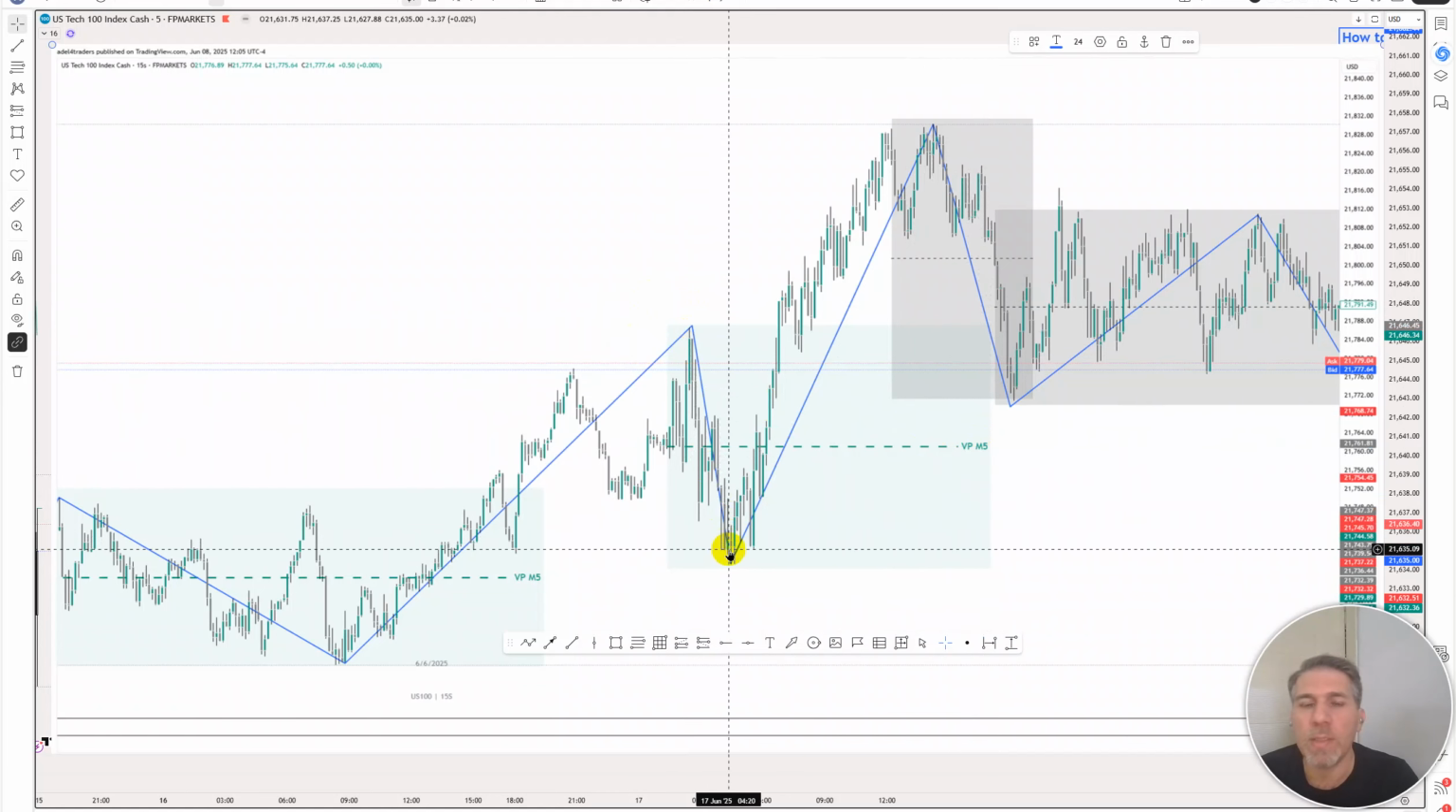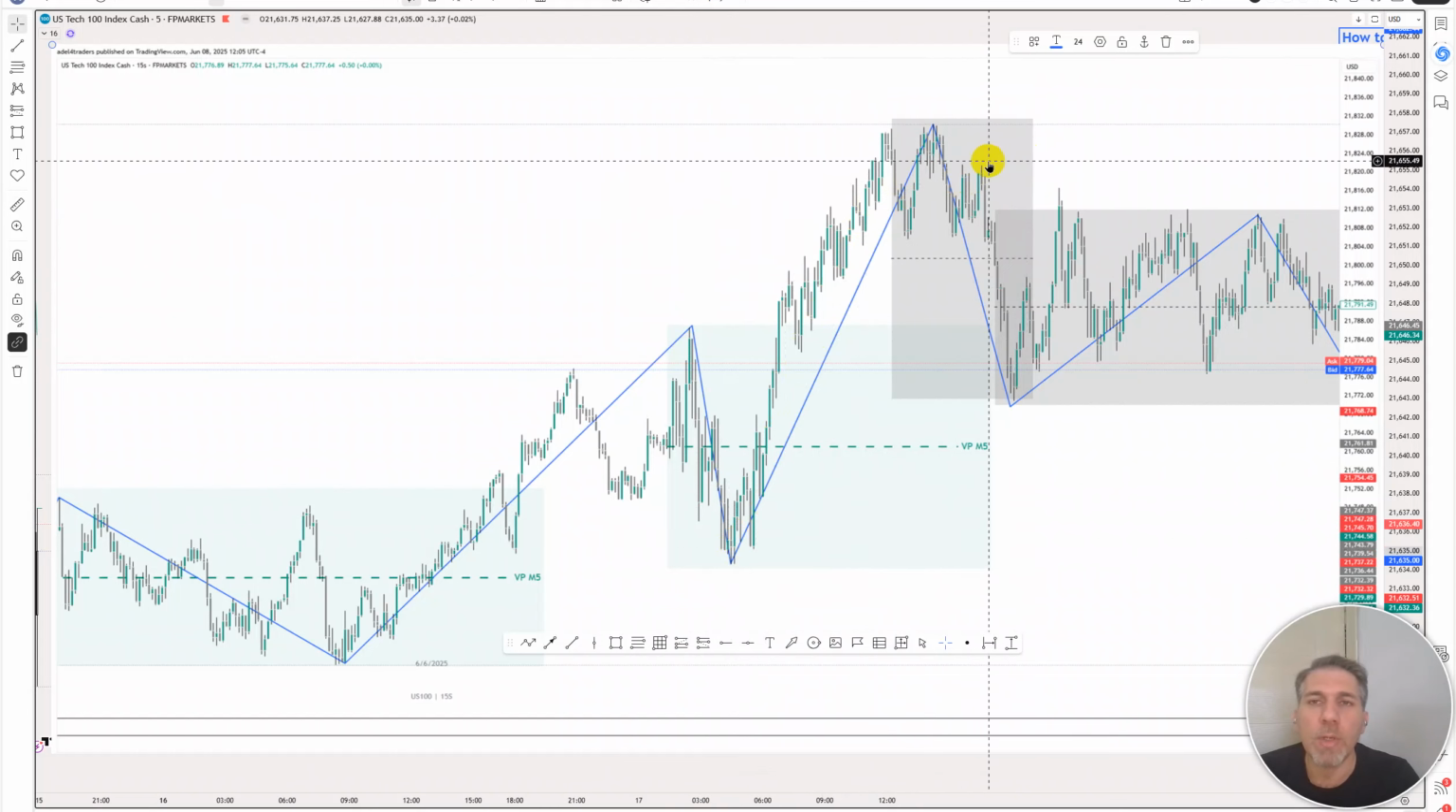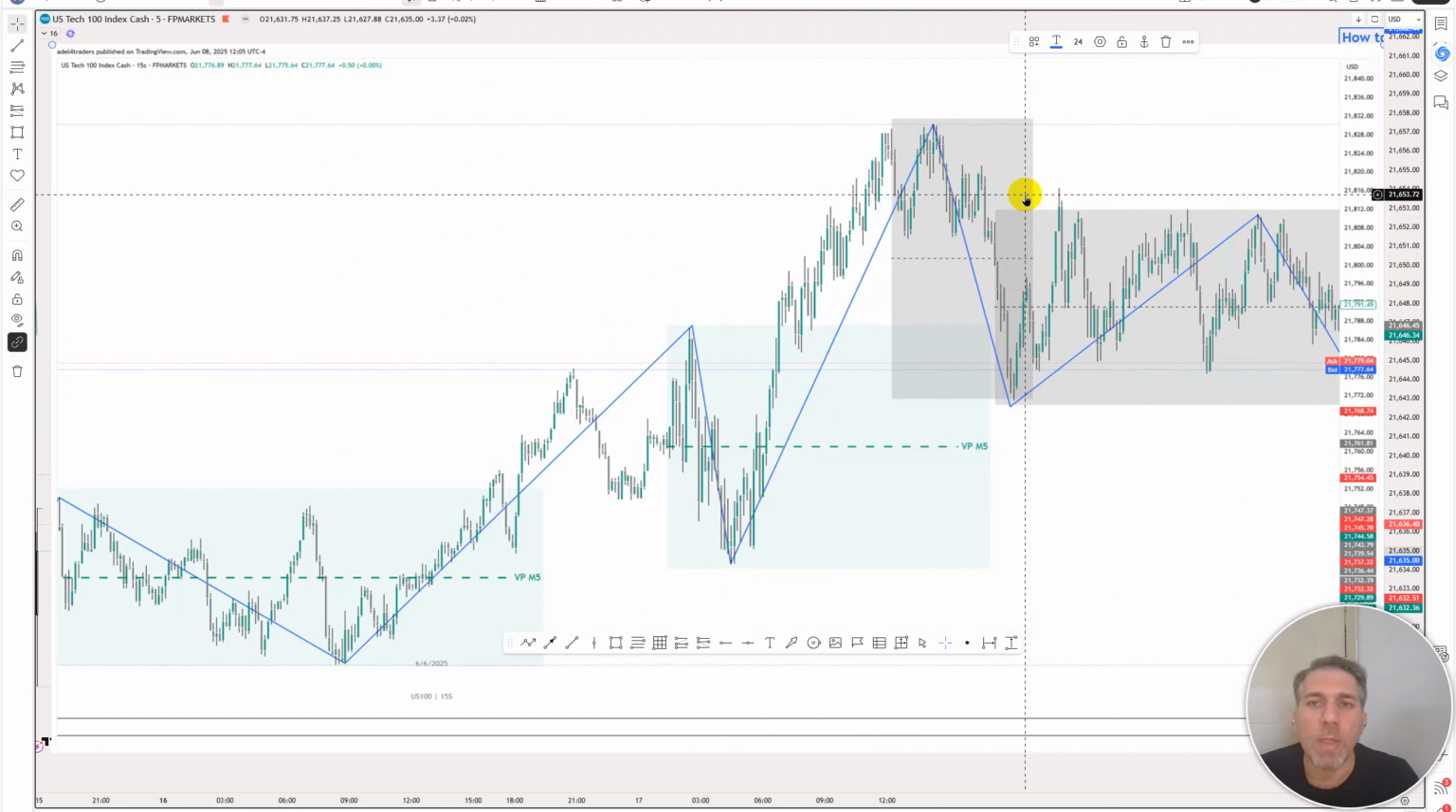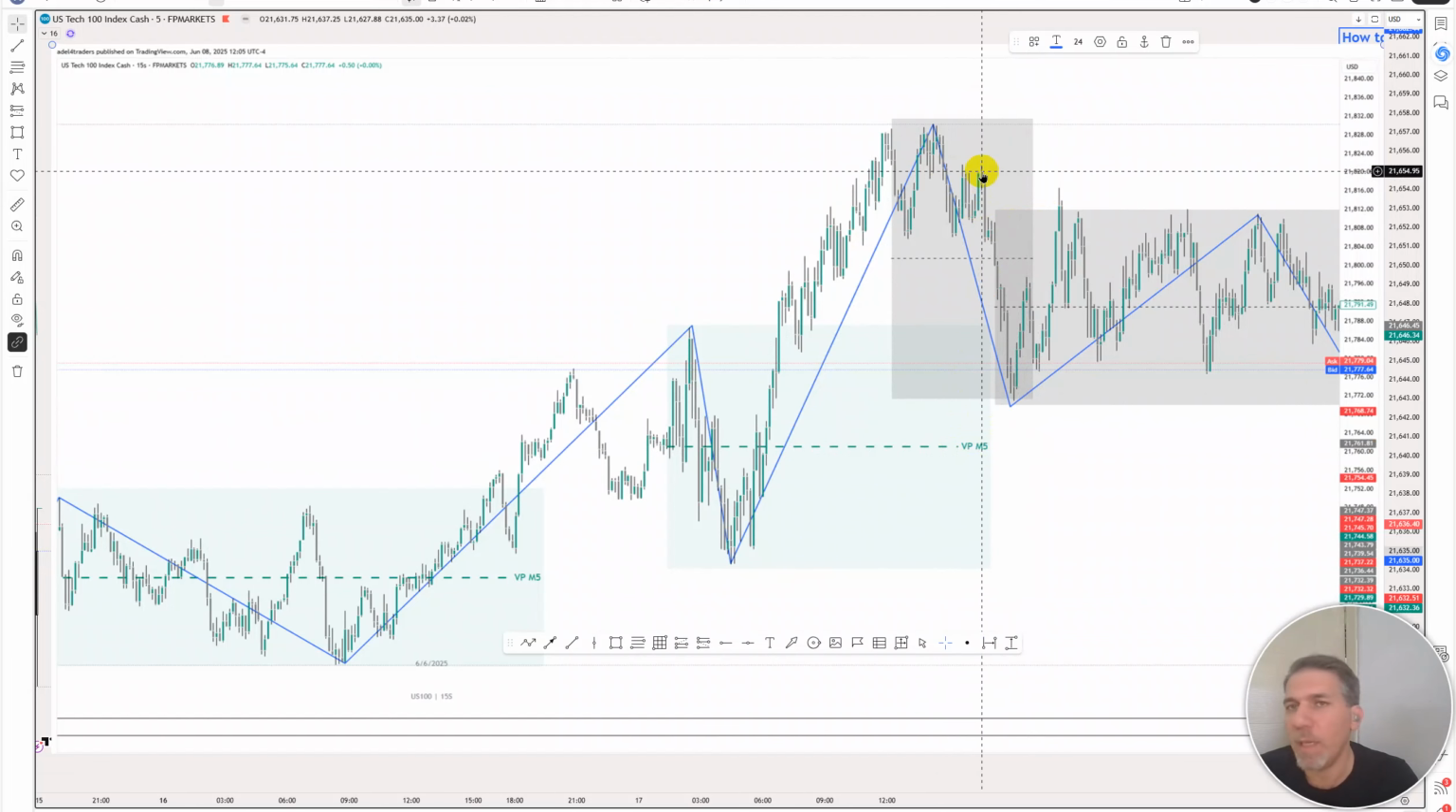This blue one is a GAN swing for M15, and this dark gray one is the valid pullback for M1. Sometimes we have the valid pullback for M5 and M1 overlapping. Sometimes it happens, and there's nothing wrong with it.